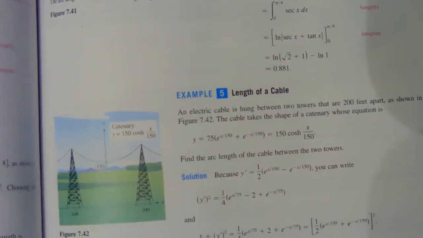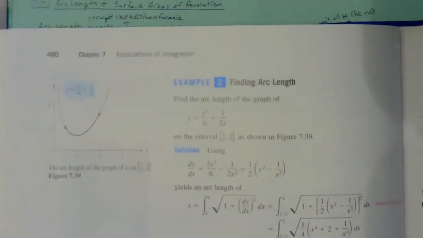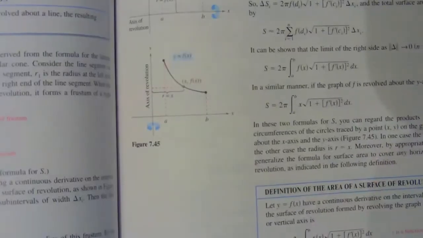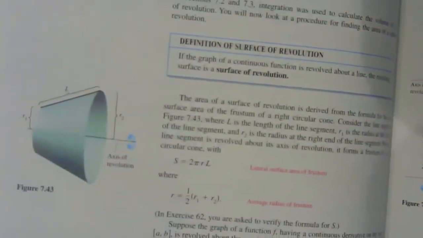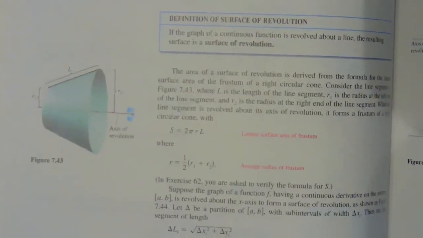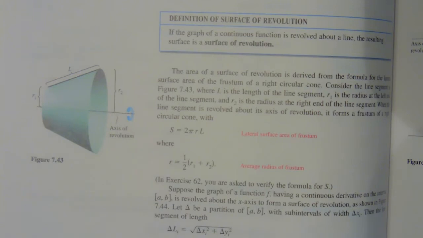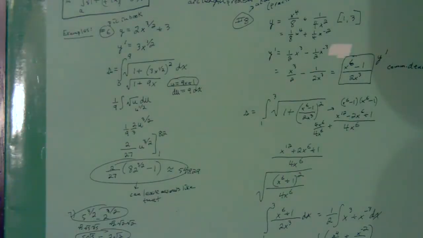So if we want to find the length of an arc, just something like that, I gave you an equation, I want to find the length of that curve from there to there, this arc length formula will work for us. Also, what we're going to learn is if you're making a lampshade, you don't really care about the volume, you care about the surface area of that lampshade right there. So that's what we're going to learn, the surface area formula. So we've got arc length and surface area in this section.